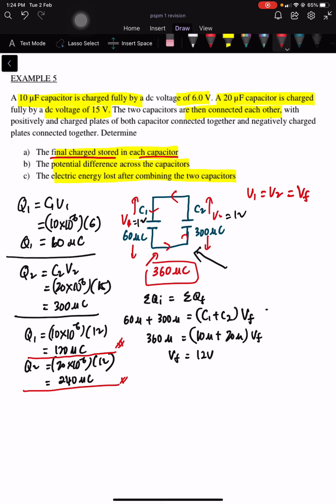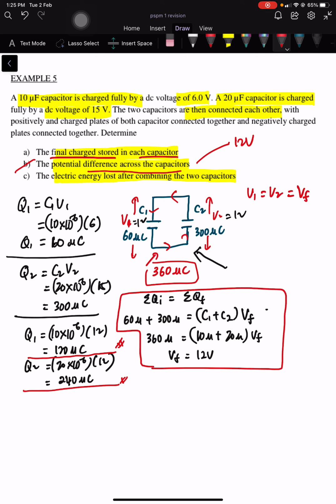Okay, so next, number B, the potential difference across the capacitors. So jawapannya adalah 12 volt lah yang kita kira tadi. Ni jawapan dia. Okay, so 12 volt. You boleh tulis semula lah, iaitu nilainya adalah 12 volt.